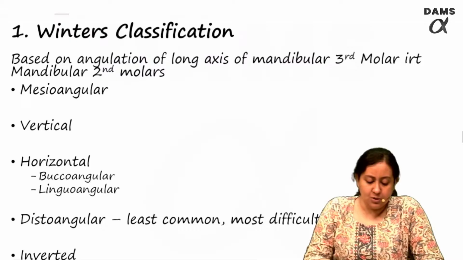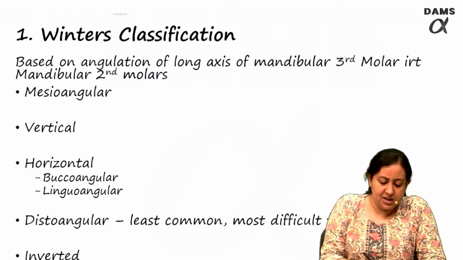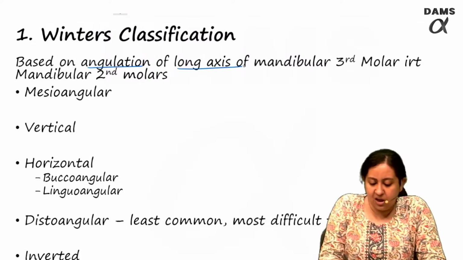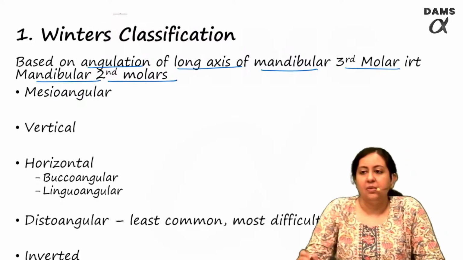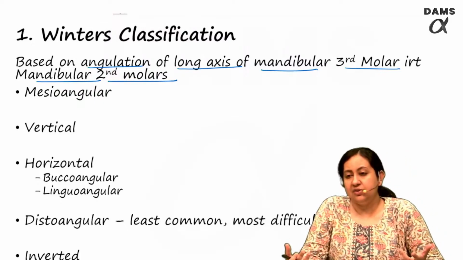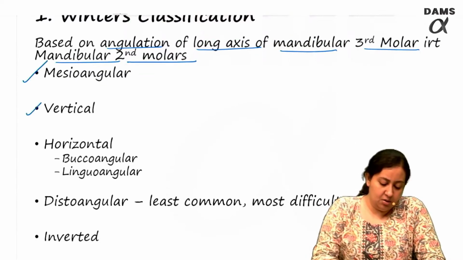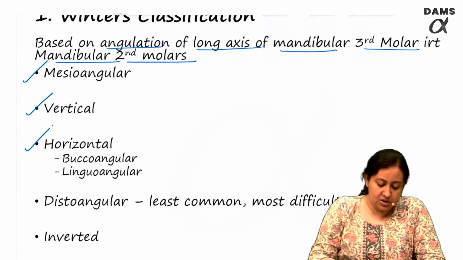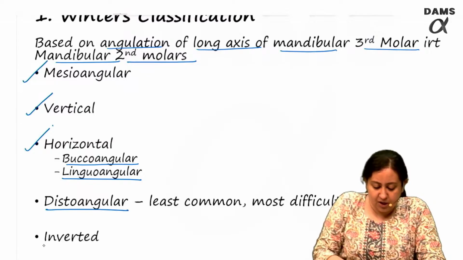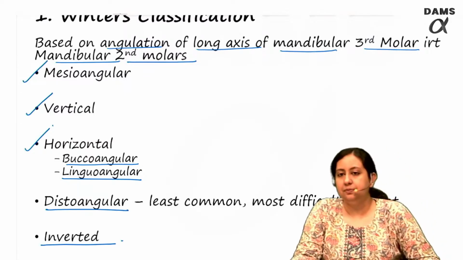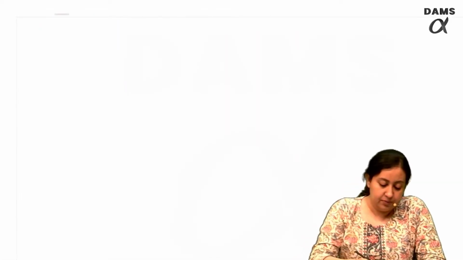So the first one is Winter's classification. Winter's classification is basically based on the angulation of the long axis of the mandibular third molar in relation to the mandibular second molar. On the basis of Winter's classification, the third molar was classified into mesioangular, vertical, horizontal, which was further divided into buccoangular and linguoangular, distoangular and inverted. Now let's see one by one.